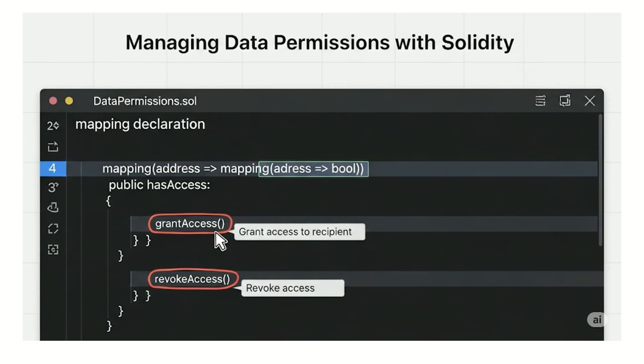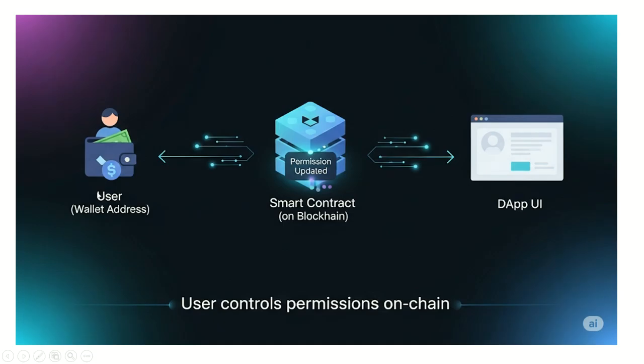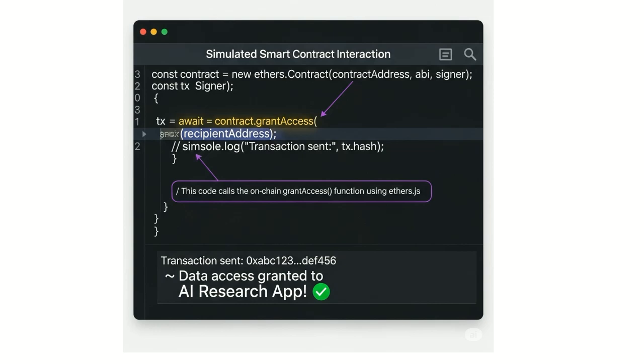For this project, we'll simulate the actual data transfer to a recipient system. The crucial part is that the permission is managed transparently on the blockchain. Our front end is going to use a library like Web3.js to talk to our smart contract. When the user clicks grant access, our DApp sends a transaction to the blockchain, updating the permission in the smart contract.